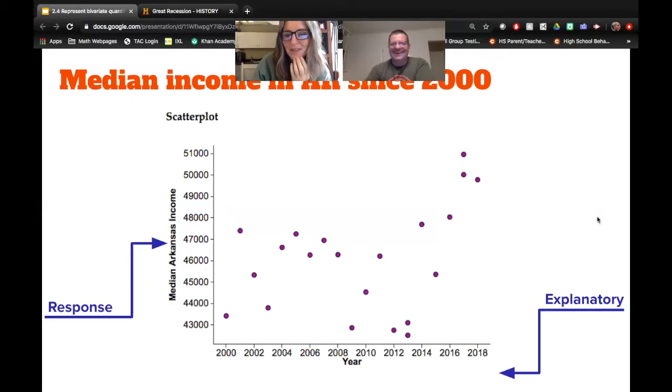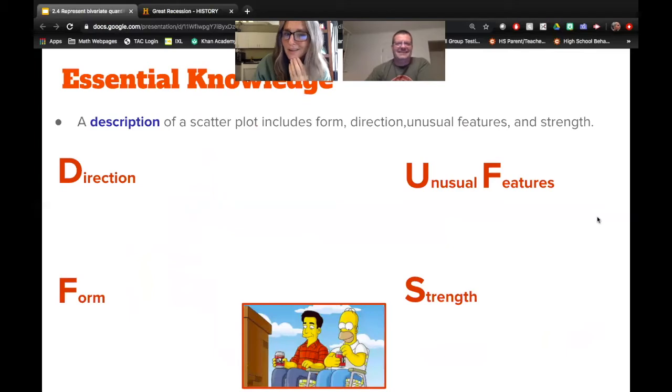So we're going to use Duff's. I do like Homer Simpson. I don't know if you guys watch Homer Simpson, but he often drinks a drink called Duff's. And that's what we're going to use to describe a scatter plot.